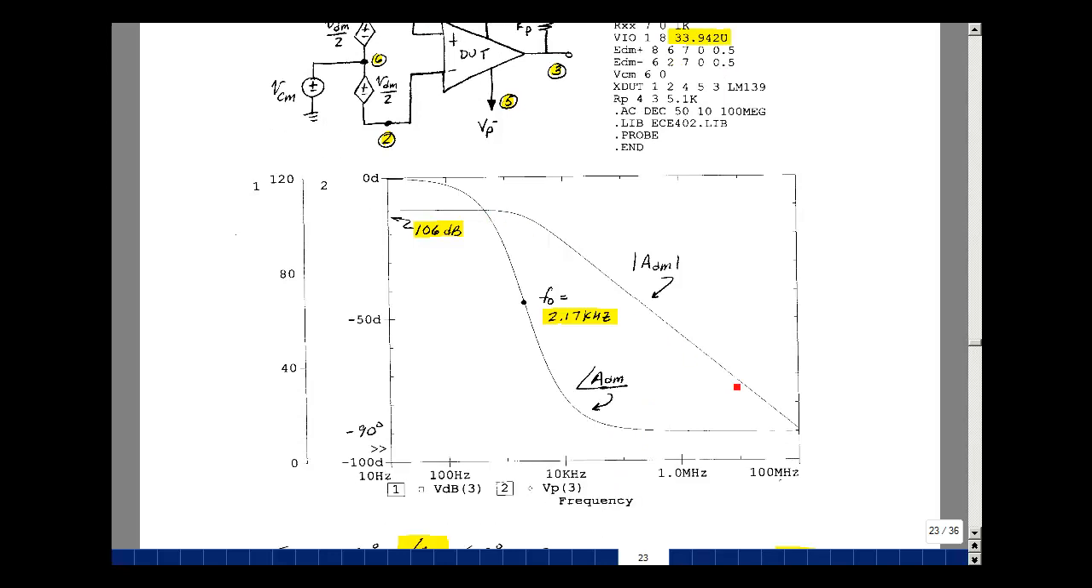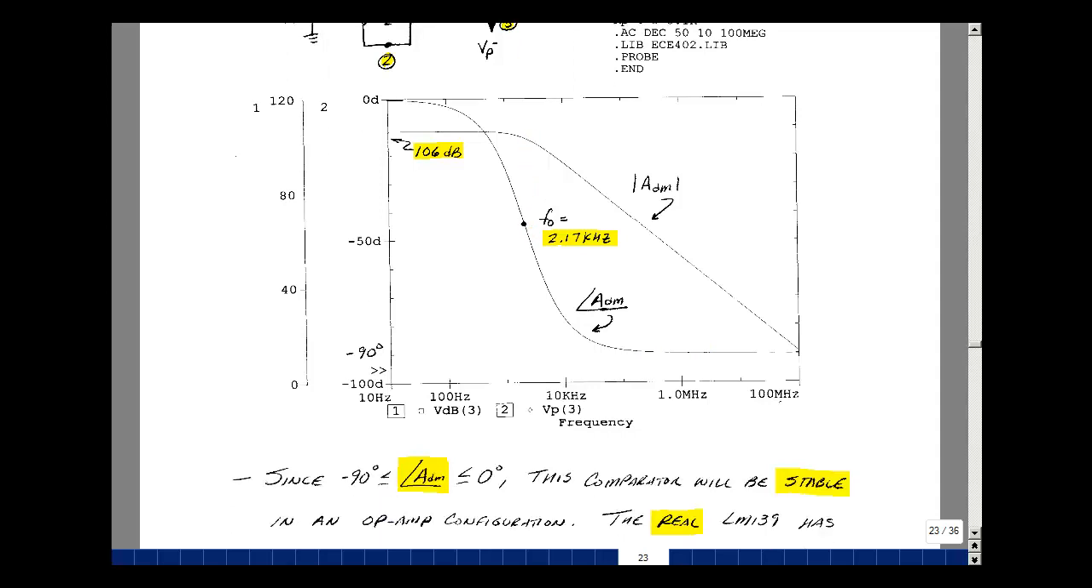We get a one-pole response. The low frequency gain is around 106 dB, which is around 200,000, which is what we would expect, the datasheet's saying. But there's just one pole here, and the 45 degree point is at about 2.17 kilohertz. So the phase angle here never exceeds 90 degrees in magnitude. So this comparator is actually a stable op amp, and if you put negative feedback around it, it would become a stable circuit.